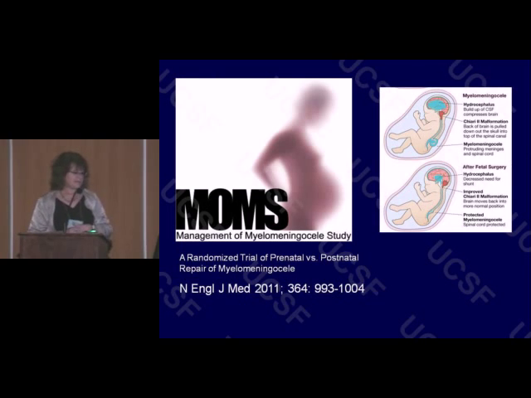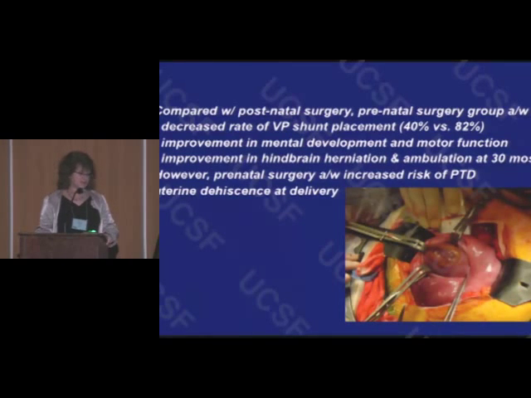And I just want to make quick mention of the results of a randomized trial for fetal intervention for myelomeningocele, diagnosed in utero by ultrasound. Patients in whom isolated myelomeningocele were found were randomized to in utero or postnatal surgical repair. And a quick recap of the findings. Prenatal surgery compared to postnatal surgery had decreased rates of VP shunting, improved mental development and motor function expected for their level, and improvement in that Chiari-2 malformation.